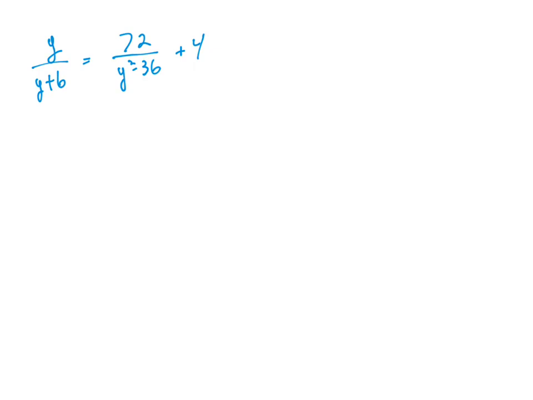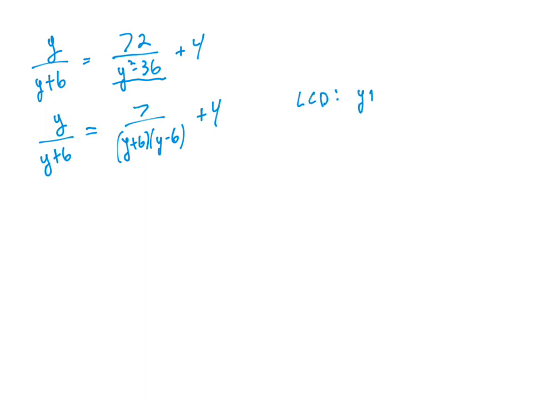This one is a little bit more involved. So one thing we'll want to do is if we can ever factor a denominator, we're going to want to go ahead and do that. So I can't factor y plus 6 on the left-hand side, but y squared minus 36, that's y plus 6, y minus 6, plus 4. So the least common denominator here is going to be y plus 6, y minus 6. So I'm going to multiply each term by y plus 6, y minus 6.